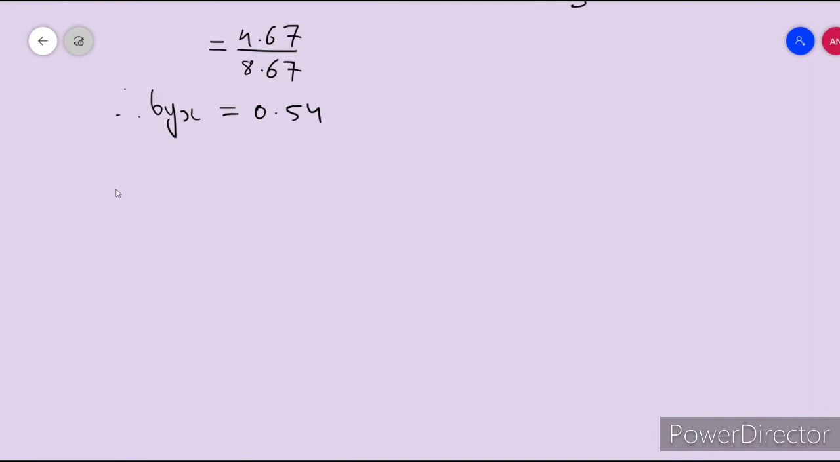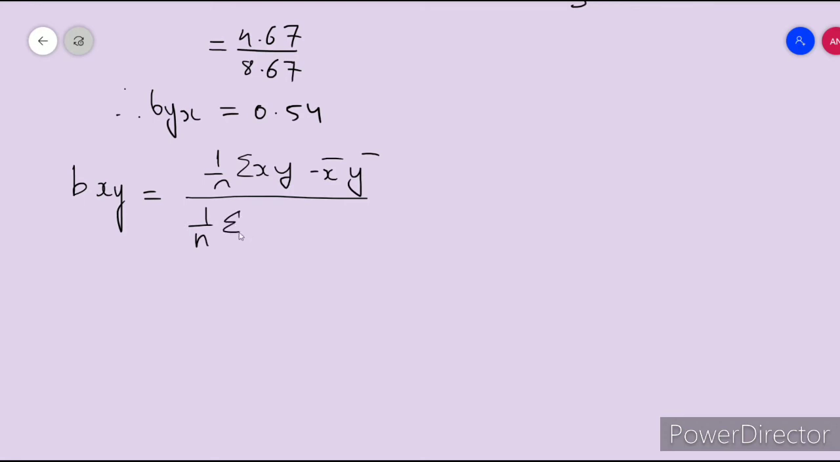Next, we solve for the regression coefficient of x on y. Now the formula, remember the numerator remains the same, so the numerator value remains unchanged. We've already solved for that, and the result we got is 4.67. So just simply write that value down. The only difference is the denominator.